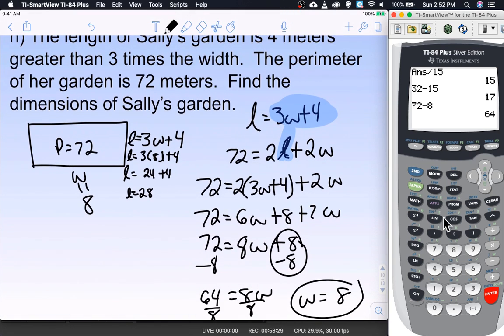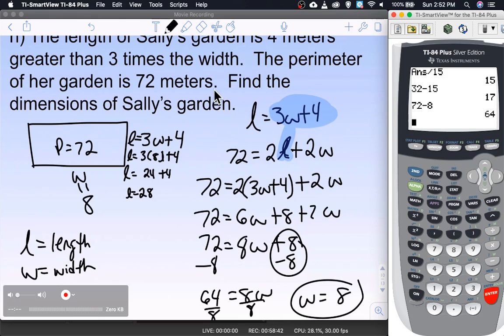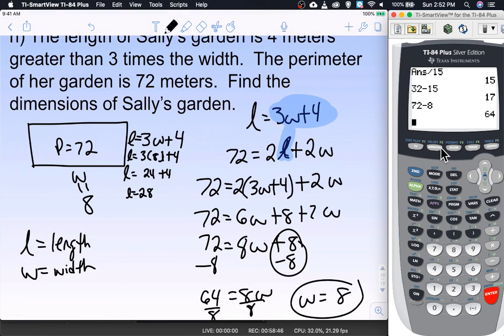And you might be going, but Mr. Henry, you never defined your variables. Well, L is length, and W is width. It's a little bit less important here because I did keep variables that kind of make sense. I didn't use x's and y's. I used L's and W's. So I'm just showing you how that could be done even without x's and y's.